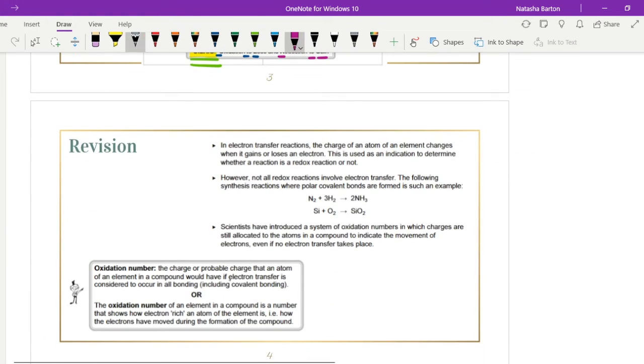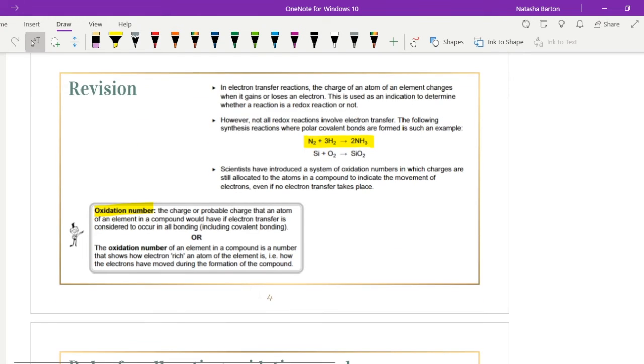Alright, now oxidation numbers. A lot of learners tend to think of oxidation numbers as charges, but if you look at reactions like this, these are redox reactions, but there are no ions taking place in these reactions. Everything is covalently bonded, and therefore we have a bit of a problem. If none of these are charged objects, then what is the oxidation number? Guys, an oxidation number basically shows how electron-rich an atom in some compound is. That's what it is. That's all that it is.